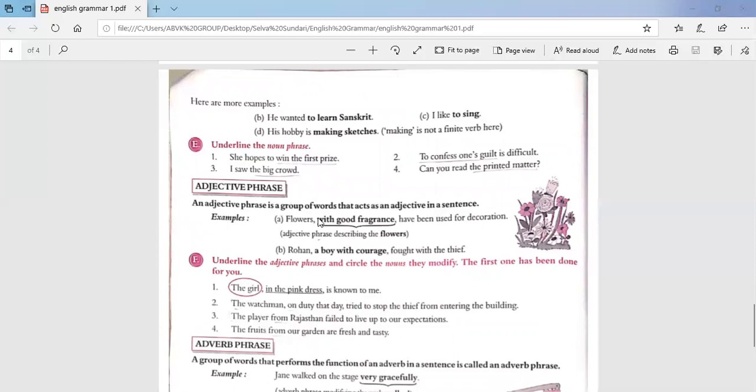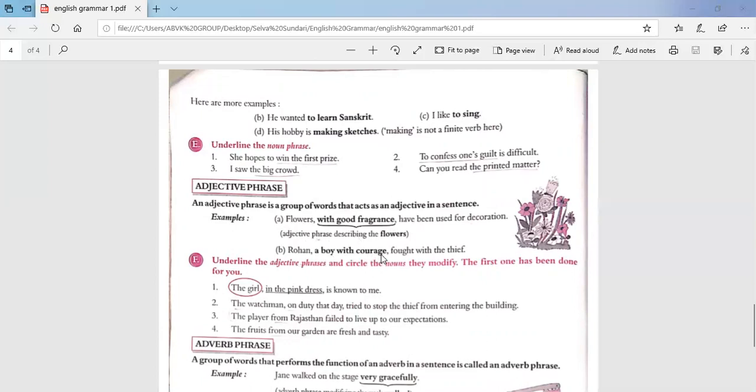An adjective phrase is a group of words that acts as an adjective in a sentence. Now, flowers with good fragrance have been used for decoration. Flowers is the noun. What type of flowers? With good fragrance. So it is telling more about the flowers. That is an adjective phrase describing the flowers.